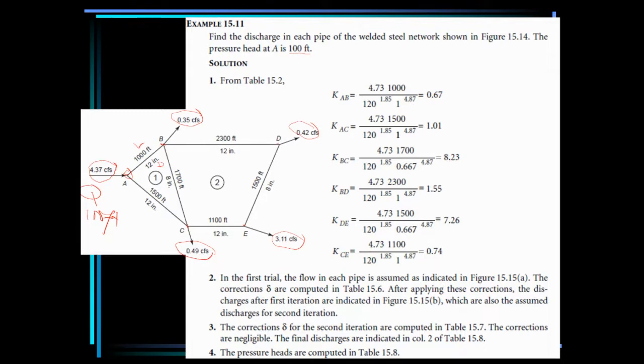So the first thing we do based on the procedures, we divide the network into a number of loops, and the computations are made for one loop at a time. So here we have only 2 loops, isn't it? So we number it loop 1, loop 2, okay? And then we now compute K, okay?